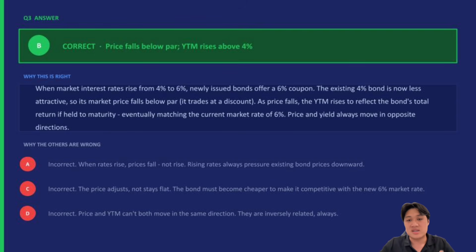As the price falls, the yield to maturity rises in order to reflect the bond's total return if held to maturity, eventually matching the current market rate of 6%. Price and yield always move in the opposite direction.